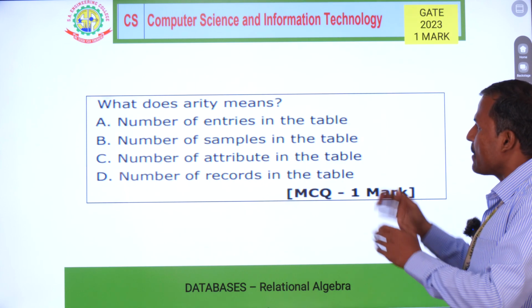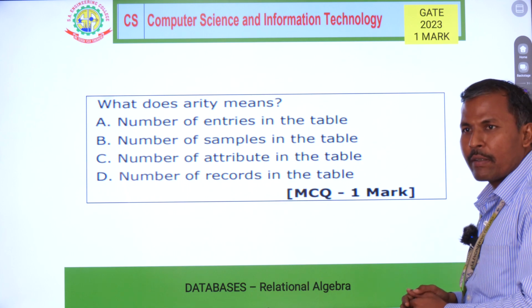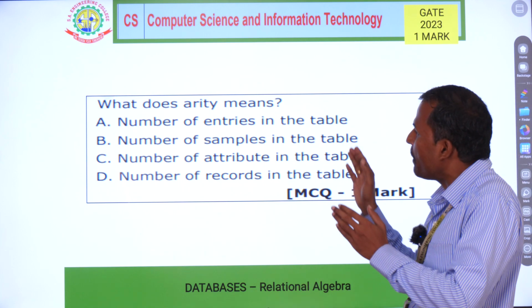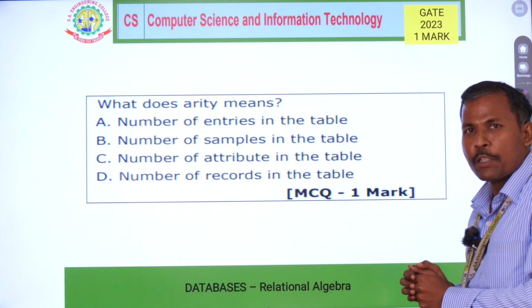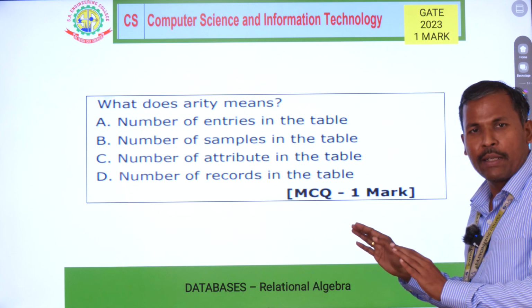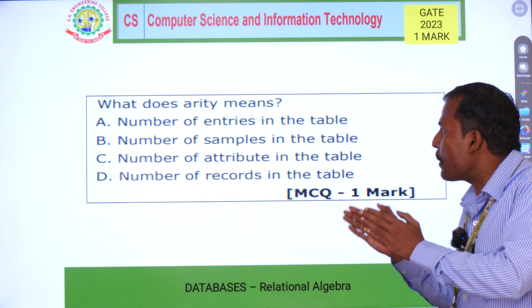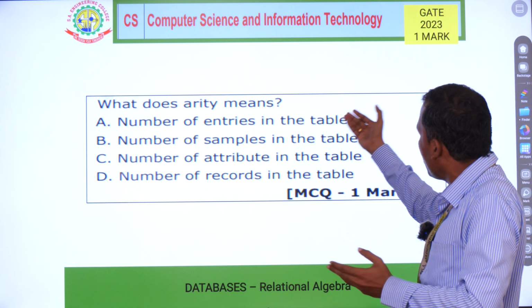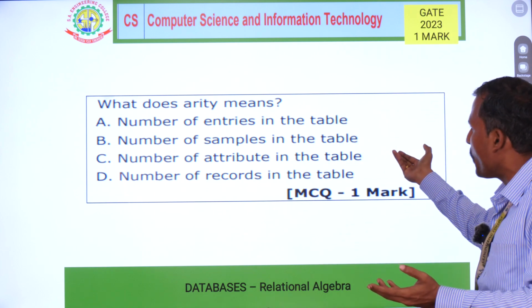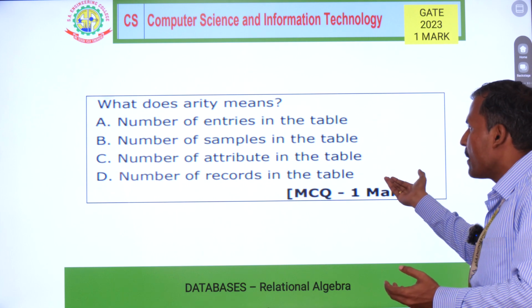So my first question is, what does arity mean? This question has been taken from previous GATE exam question papers. It's very simple. As I said, arity means the same number of attributes. So number of entries in the table? No. Number of samples in the table? No. Number of attributes in the table? Yes.